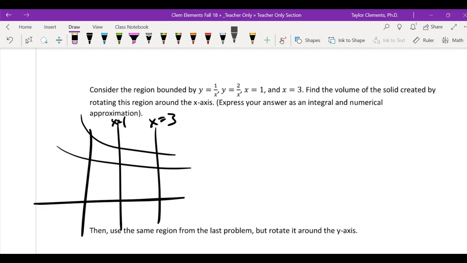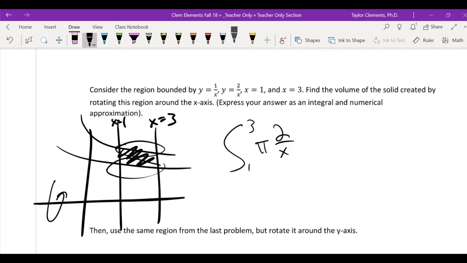All right, in this problem we've got this little setup right here, taking this area and rotating around the x-axis. Oh, sorry, not the y-axis, the x-axis. This one here. I'm going to say that's a washer method. You've got an outer and inner right here. So let's set that up from 1 to 3. The outer, that's the top one here, is going to be 2 over x.